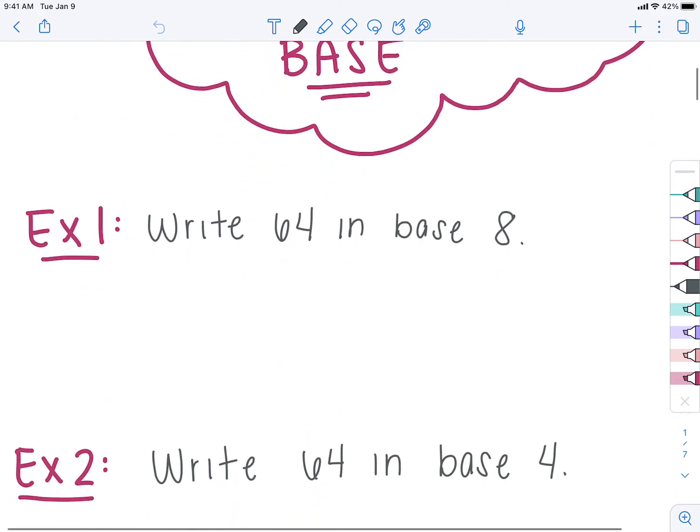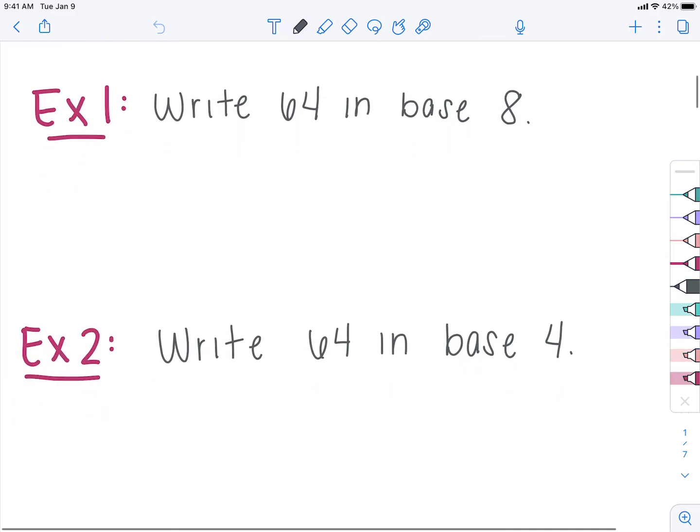So you saw some of these the other day when we were playing that game. Write 64 in base 8. So how can I rewrite 64 to be 8 to some exponent? 8 squared, right? I can just remake it as 8 squared because 8 times 8 gives me 64. What about if I wanted to rewrite 64 in base 4? 4 to the third, right?